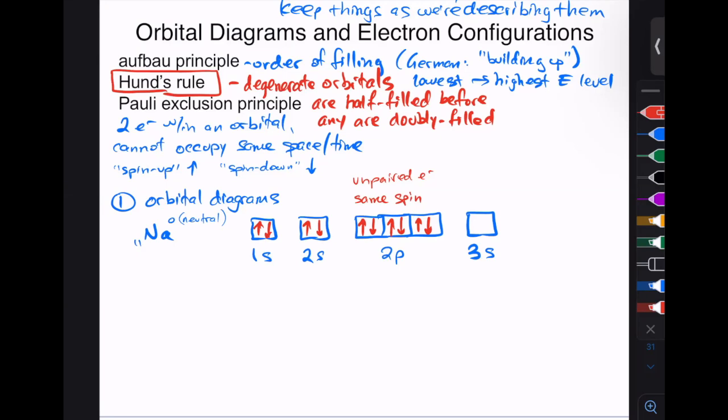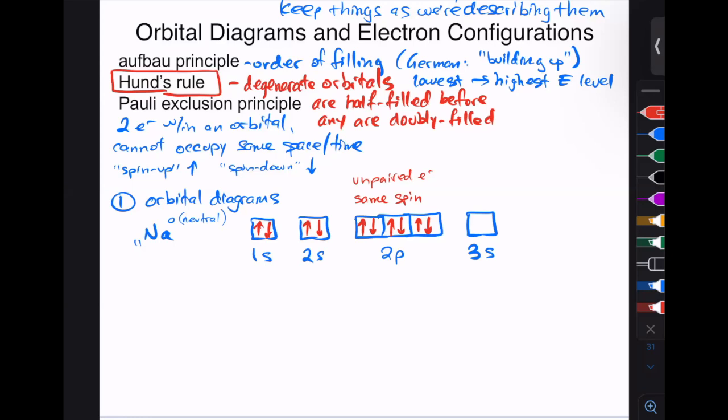Okay, so now we've placed 2, 4, 6, 8, 10 electrons. We still have one electron left. There's no more room at the n equals 2 principal energy level. All of the sublevels are filled. And to be more specific, all of the orbitals at each sublevel are filled within that principal energy level. So the last electron has to go into the next available energy level, which is a little bit higher.